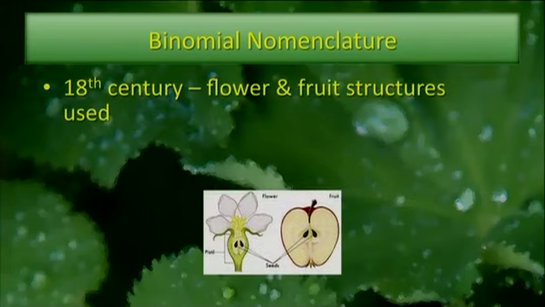So by the 18th century, people were also using fruit and flower characteristics too. Okay? So by this time, European institutions such as universities, such as herbariums, bulged with thousands of plants brought back from around the world. Because remember, in the 1400s, 1500s, 1600s, the Europeans went on their voyages of discovery. So there was growing confusion over scientific and common names.